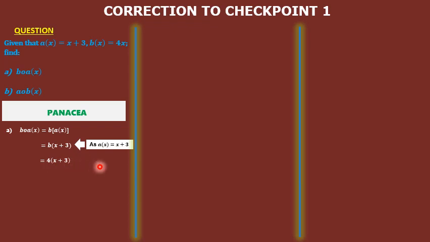So if you simplify this, you just expand the brackets. Please don't forget, b of x plus 3 results to 4 into bracket x plus 3 because b of x is defined as 4x.